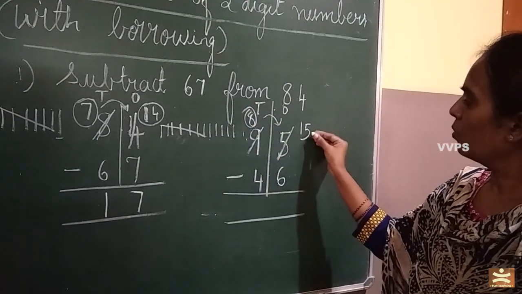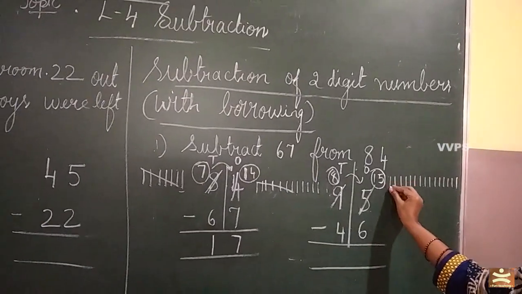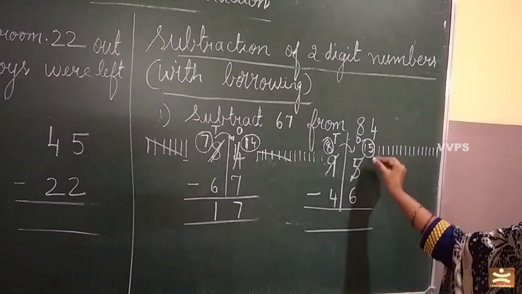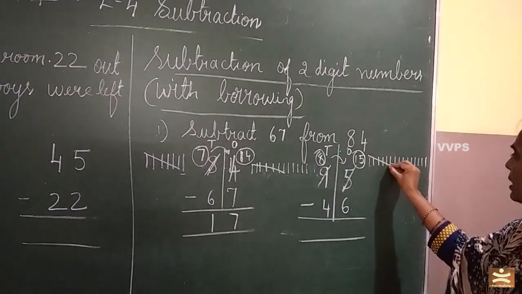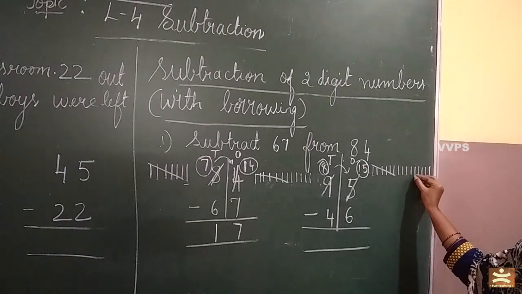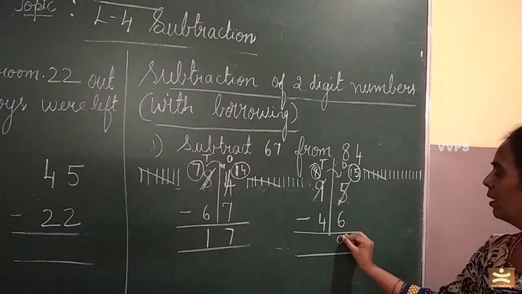Okay, so now from 15 you have to subtract 6. Okay children, you have to draw 15 lines. Okay, from 15 you have to subtract 6. 1, 2, 3, 4, 5, 6. So 6 goes, it means 1, 2, 3, 4, 5, 6, 7, 8, 9. So write the answer here 9.